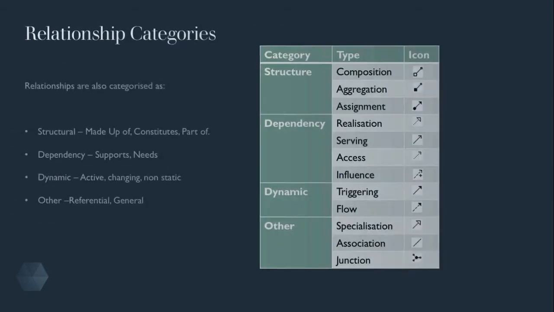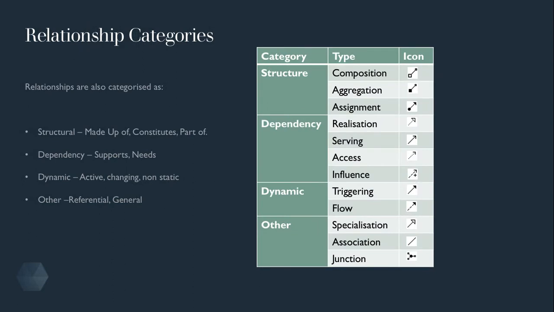Relationships are categorized as structural, made up of, part of something. Dependency, has a need of or supports another object. Dynamic, where two objects are interacting in some form of action. And other, additional reference to enhance the meaning or context of the interaction between objects when none of the three above apply.